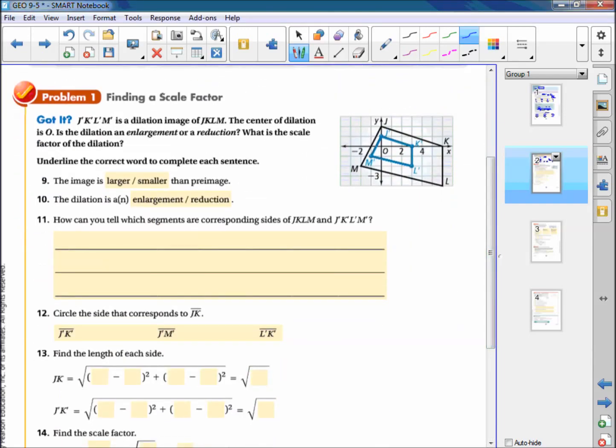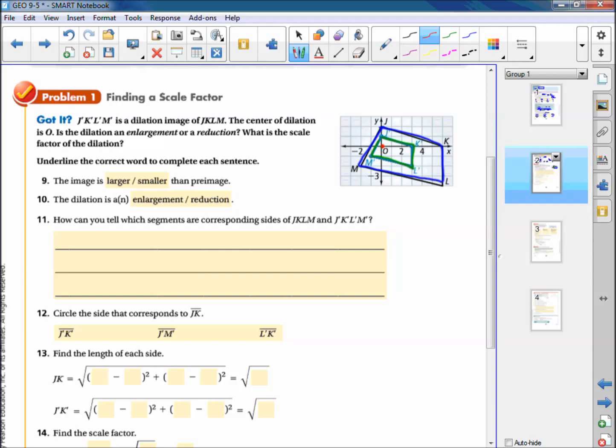So we have our original image, the pre-image here, JKLM, and then we have the new image, J prime, K prime, L prime, M prime, and they should be proportional because we did do a dilation. The center of our dilation was the origin, right here in the middle. So we could find some distances. It's easy to see a couple of them. The original distance from O to J was 2, but the new distance is only 1. So that got half as big. It happens that for all of the points, and we'll see why in a second.